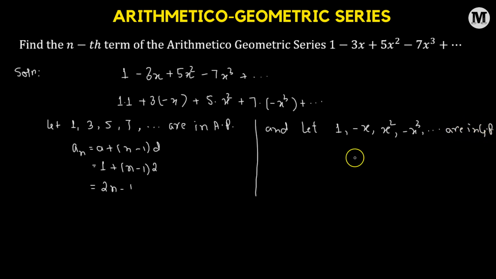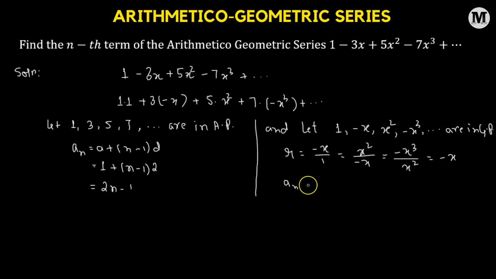Now, let's verify if they are in geometric progression or not. That means we need to have a fixed common ratio. If we take the second term, which is negative x, and divide it by 1, we see that this is exactly the same as taking the third term and dividing it by the second term, which is also equal to taking the fourth term and dividing it by the third term. So it's always giving us a fixed ratio, which is negative x. So that means the given sequence is in geometric progression.